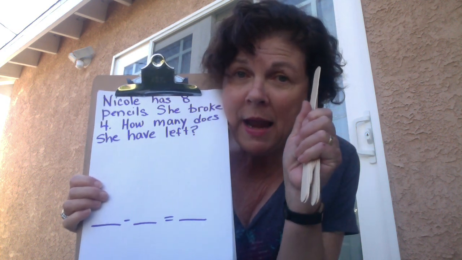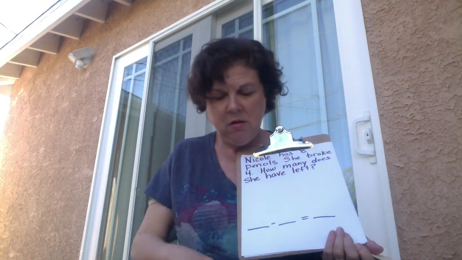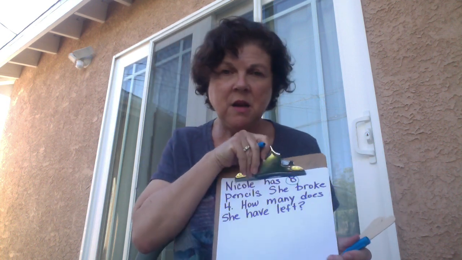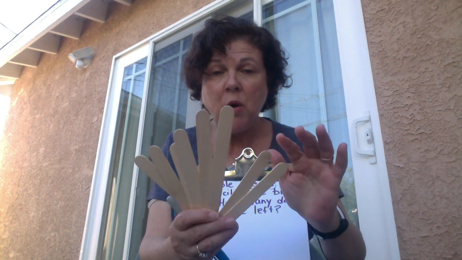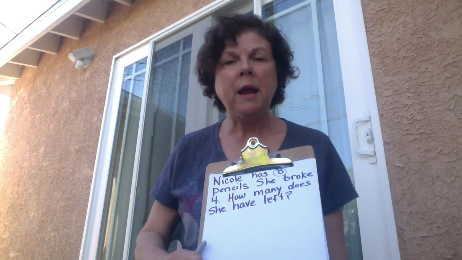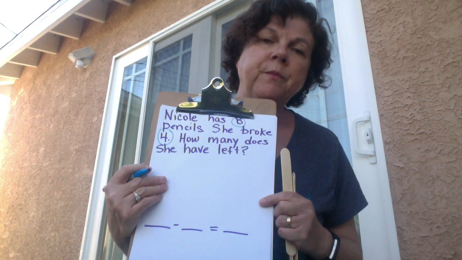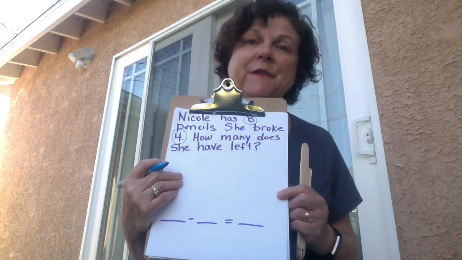Okay, I have them in my hand. I saw in the story, remember it said Nicole has 8 pencils. I gotta circle the 8. Okay, that's how many I had. Did you also get 8 of your manipulatives? I got 8. 1, 2, 3, 4, 5, 6, 7, 8. I got 8. You did too, I hope. Okay, and then the next part of the story said she broke 4. That's not good, is it? Good thing she had a lot. Okay, I circled 4. How many does she have left?